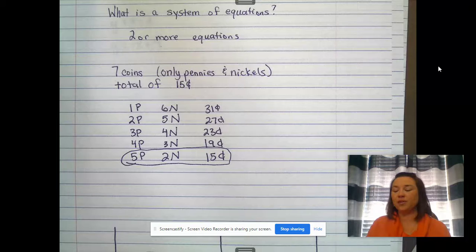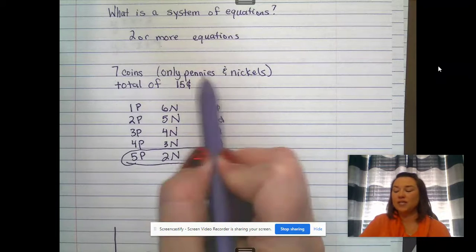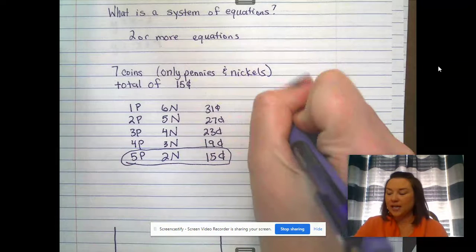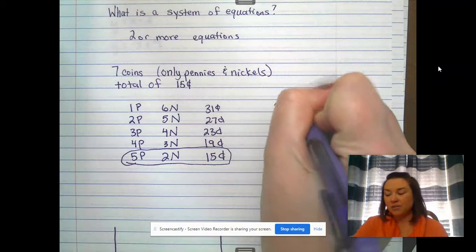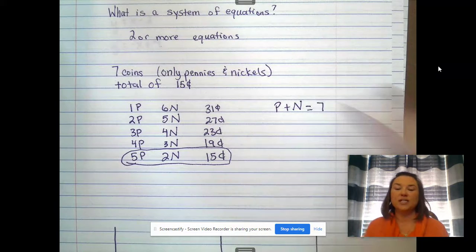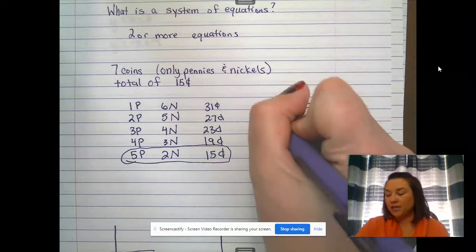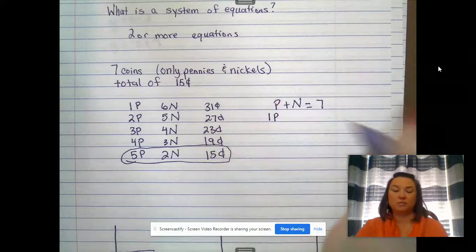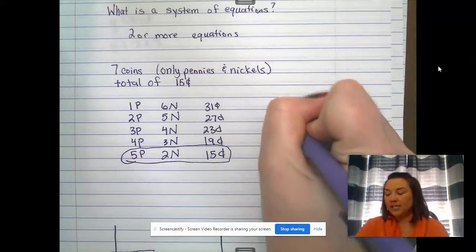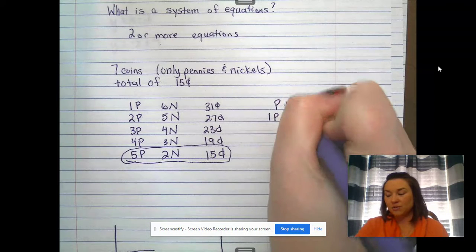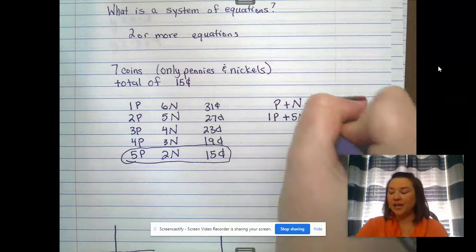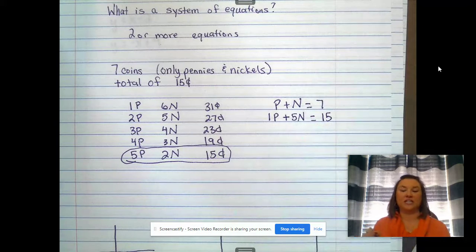The way this system of equations works is, okay, we got 7 coins, that's pennies and nickels. So I would say the number of pennies plus the number of nickels has to equal 7, where P stands for the number of pennies and N stands for the number of nickels. And then I also say, okay, I know each penny is worth 1 cent, so I'm going to multiply the pennies by 1, and each nickel is worth 5 cents, so I'm going to multiply the nickels by 5, and that has to equal a total of 15 cents.